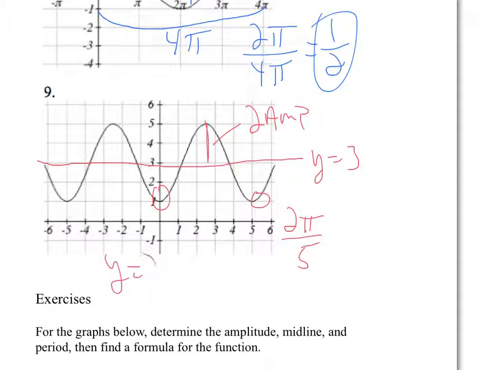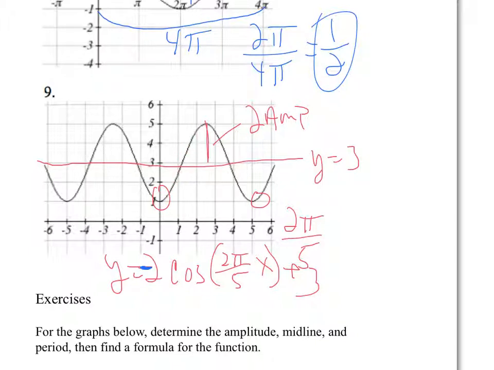So y equals 2 times the cosine. Oh, it's been reflected. Yes, so -2. Let me make that blue. -2 cosine of 2 pi over 5 x plus 3. Right? I hope you're okay with the reflected part of it.